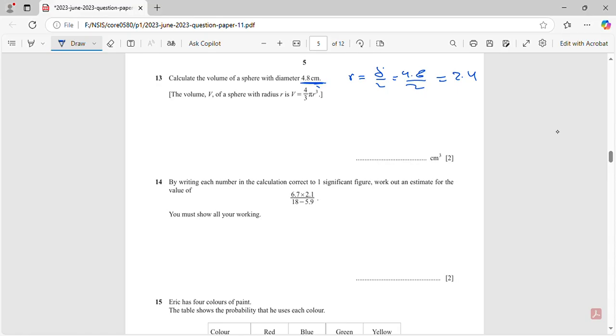So for this situation, it will be 2.4. And as long as it's 2.4, so I will substitute the value. It will be 4 over 3 multiplied by pi. I will use the pi, which is in calculator, multiplied by r, which is 2.4, all to power 3. Write all of this on the calculator, please.